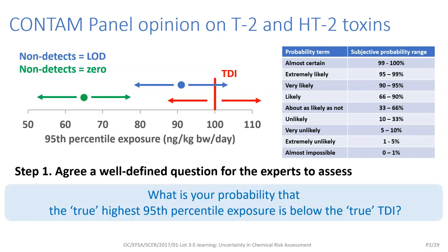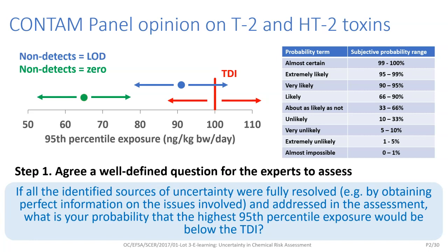In this case, what we'd like to know is the expert's probability that the true highest 95th percentile exposure is below the true TDI. However, this isn't really a well-defined question, because although there is in principle a true or real highest exposure that could in principle be measured, the TDI is not directly measurable. It is the result of a procedure where a set of toxicity studies is conducted and the lowest BMDL or NOAEL for a relevant and adverse effect is combined with appropriate uncertainty factors.